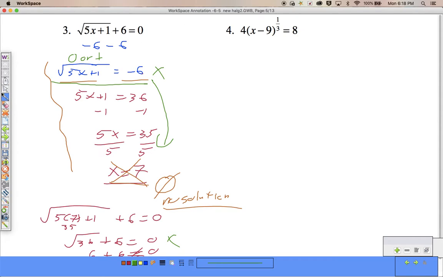Four times x minus 9 to the 1/3 power equals 8. All right, going into the previous lesson, that 1/3 power we need to realize and understand is the cube root of x minus 9 to the first, but I don't need the first. So this 1/3 power turns into a cube root, so I'm going to solve it no differently.